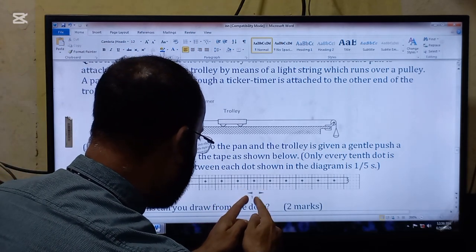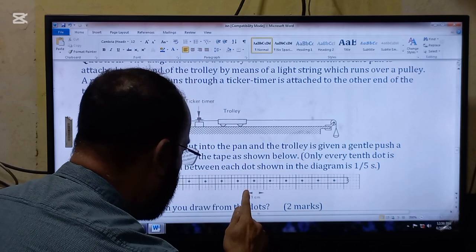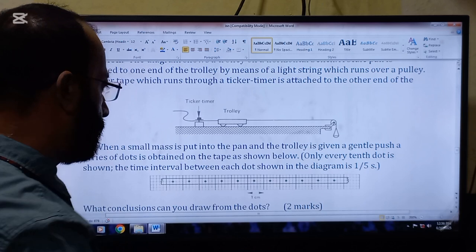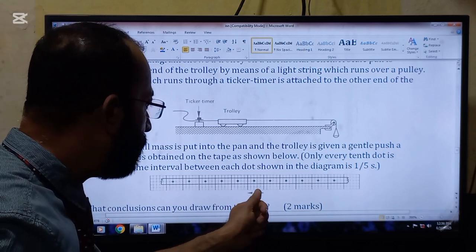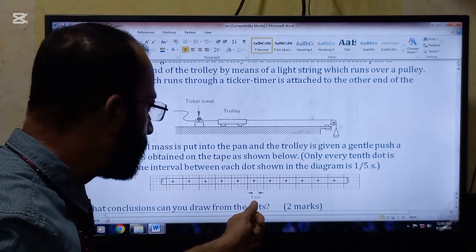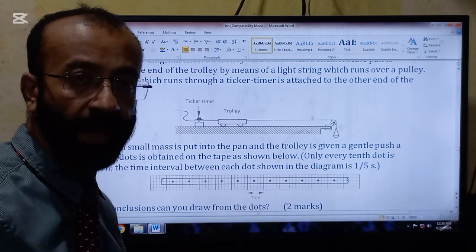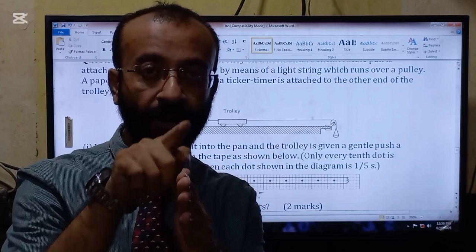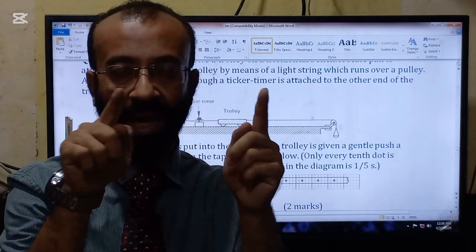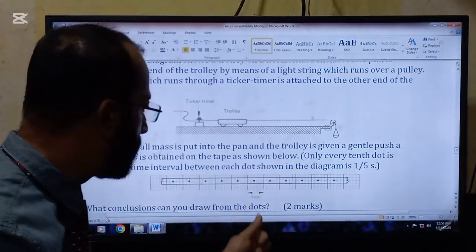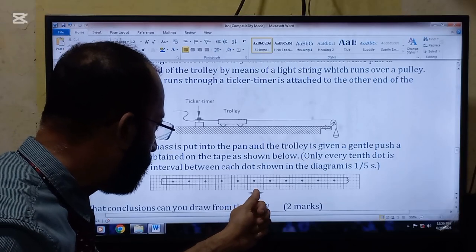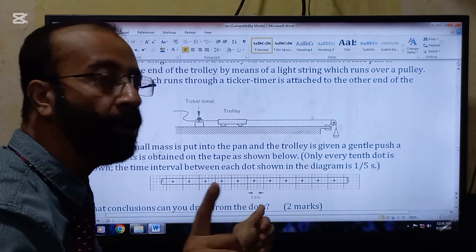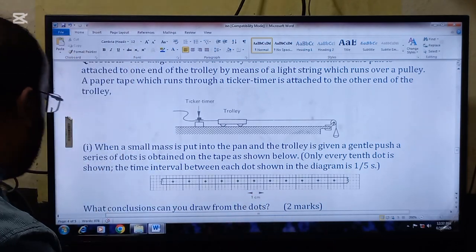One box represents 1 centimeter, and every one box contains 1, 2, 3, 4, 5 small boxes. So if 5 small boxes represent a distance of 1 centimeter, one small box will be 0.2, because 0.2 plus 0.2 plus 0.2 plus 0.2 plus 0.2, 5 times 0.2, is 1 centimeter. So every one small box represents 0.2 centimeter.